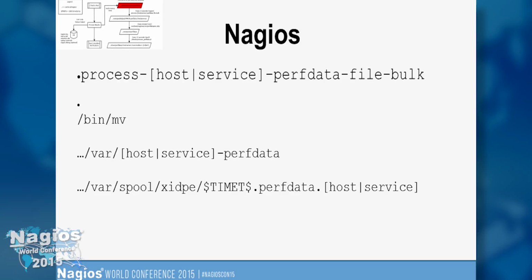The reason we split it out is because services are going to have a little bit more information than a host, because the service perf data has to include the host name, whereas a host perf data result doesn't need to include the service name, because it just doesn't have one.